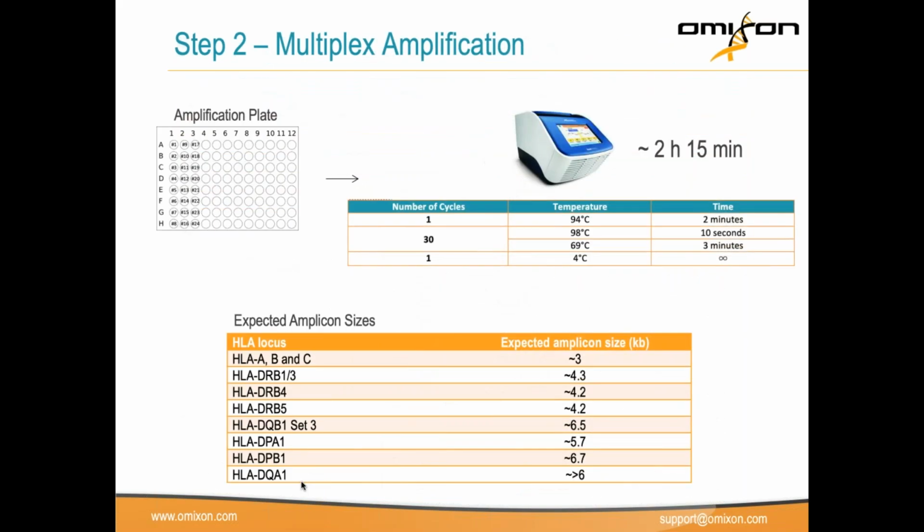So once we have the amplification plate prepared, it goes into the PCR machine. Remember that for up to 96 samples, you only need one PCR machine, and that reaction takes about 2 hours and 15 minutes. The expected amplicon sizes have not changed in comparison to the previous version of the OmniType product. The reason is that the primers themselves have not changed, but the concentration ratios between the various primers in the tube have changed. So as a result, the amplicon sizes remain the same.